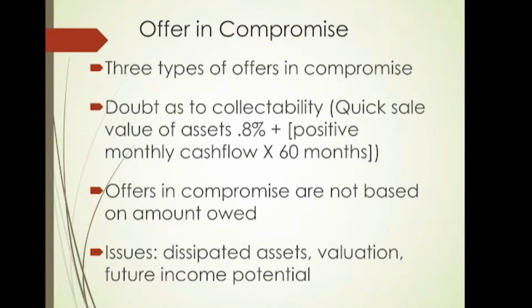Dissipated assets come up all the time with property. They come up with IRAs and securities. And basically, you need to be able to substantiate to the IRS that the money that was used with any dissipated assets was spent on ordinary and necessary living expenses or other things that the IRS was willing to accept. So it's really important at the outset to identify any dissipated asset issues that you might have. Otherwise, you might get all the way through the offer and compromise only to be disappointed at the end.